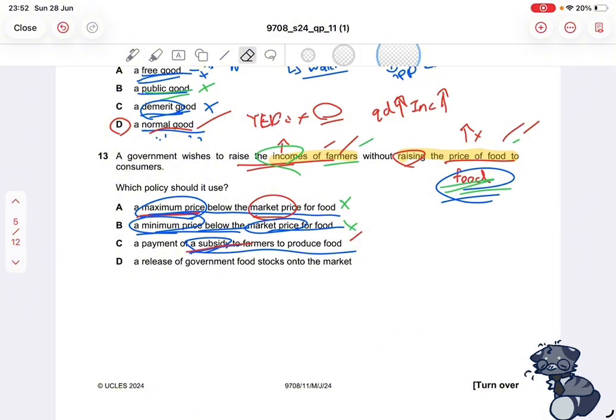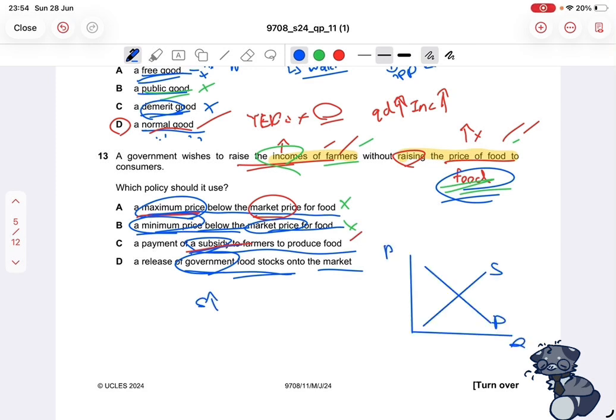A release of government food stocks onto the market. Well, government food stocks are usually used in the context of buffer stock schemes, but I'll do a separate video on that because that's not that related. But it is basically recognizing that the government releases food stocks onto the market, right? That just basically means the government adds more supply into the market.